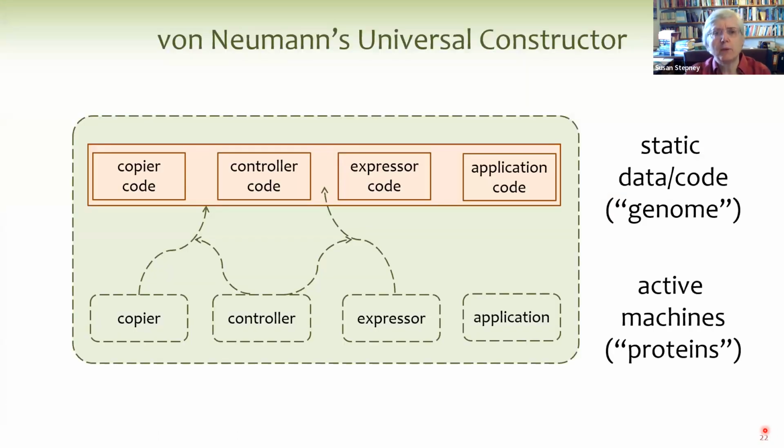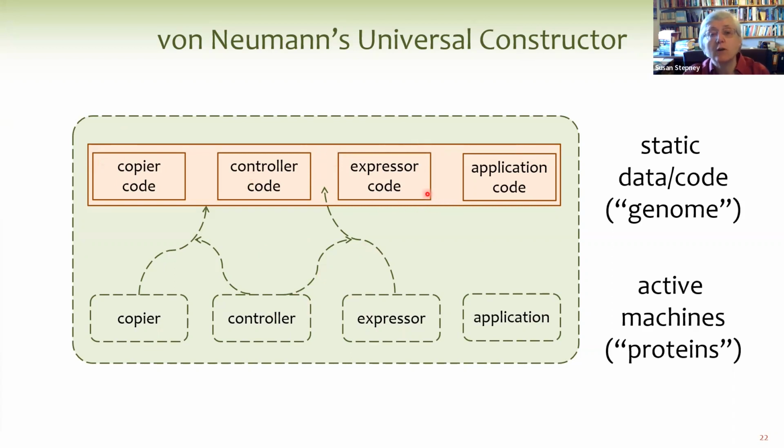So just to remind people, this is the schematic of the universal constructor architecture. We've got two parts to it. We've got the static data and code, which is this orange part, which is analogous to the genome. And here, say, it's got four parts to it. Part of it is the code for copying, and what the copier does is copy the genome. Part of it is controller code, which is just mechanisms for saying when things are copying and whatever.